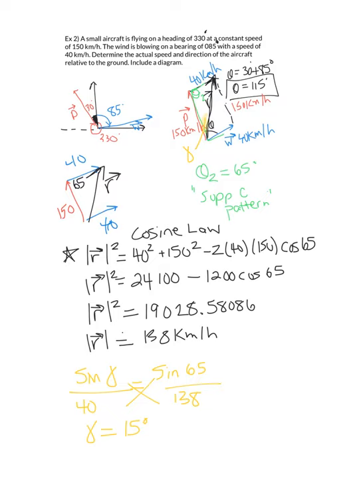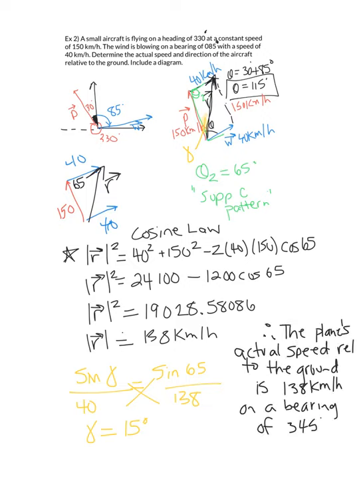Our original plane, if you remember, had a heading of 330 degrees. And so what we just solved for is a shift to the right, where the resultant, because of the wind, has been moved 15 degrees. So if our original heading was 330 and we add the 15, that means that our plane is now going to have a bearing of 345 degrees. And therefore the plane's actual speed relative to the ground is 138 kilometers per hour on a bearing of 345 degrees.